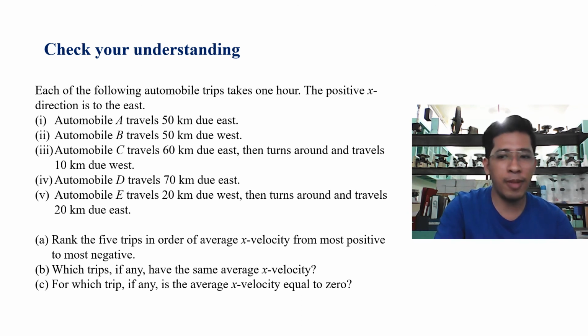These are the problems. A. Rank the 5 trips in order of average x velocity from most positive to most negative. B. For which trips, if any, is the average x velocity the same? And lastly, for which trip, if any, is the average x velocity equal to 0?